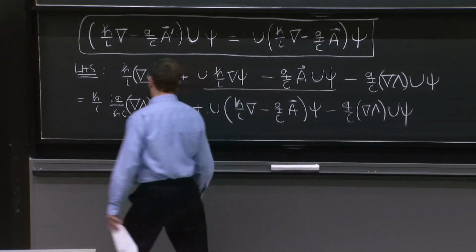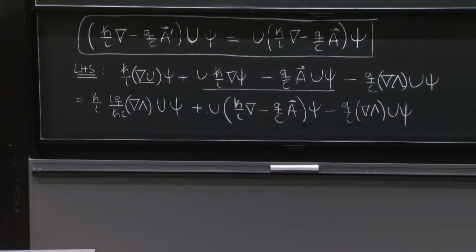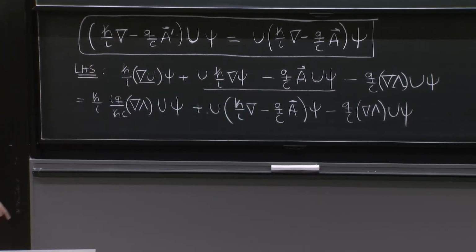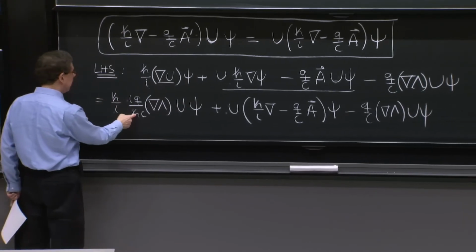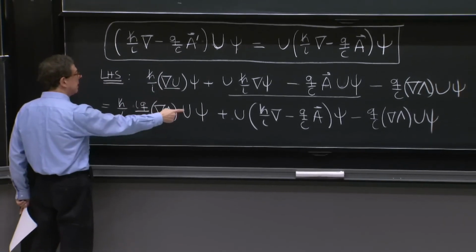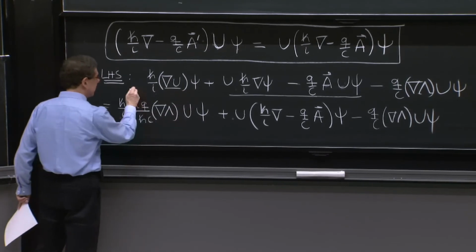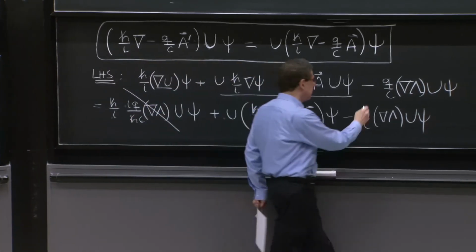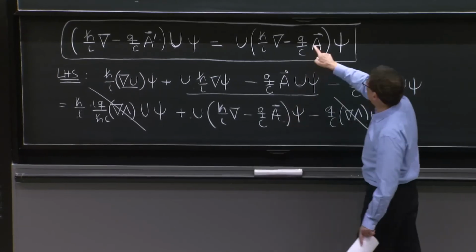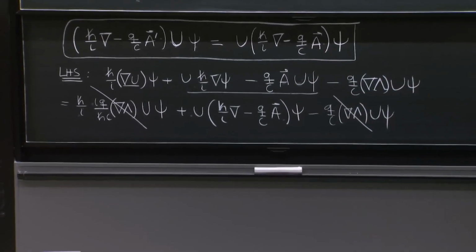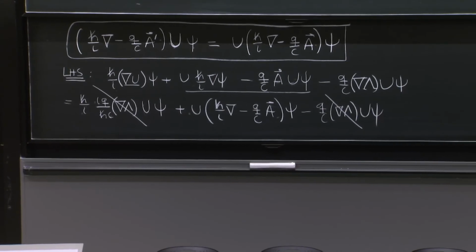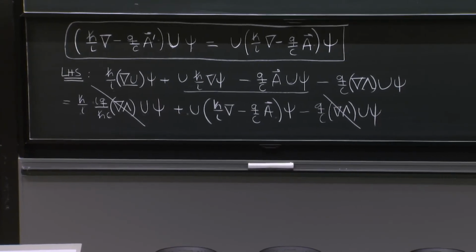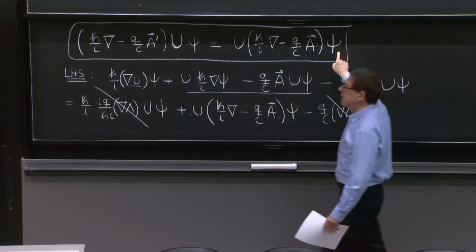And if we've done the arithmetic right, the first and last term should cancel, and they do. The i cancels, the h bar cancels, there's q over c times that, and there's minus that term, so these two cancel. And this is precisely the right-hand side. So this covariant derivative is very nice.